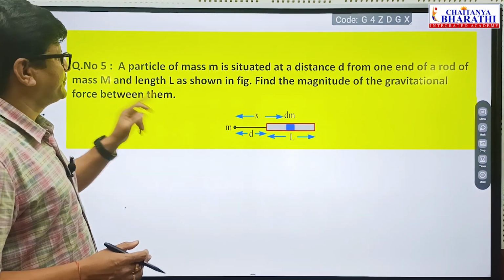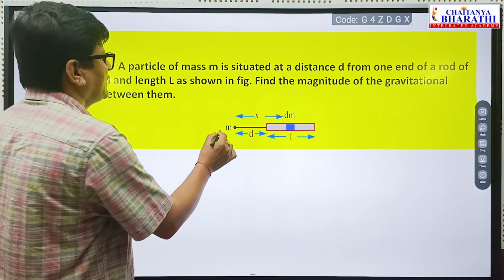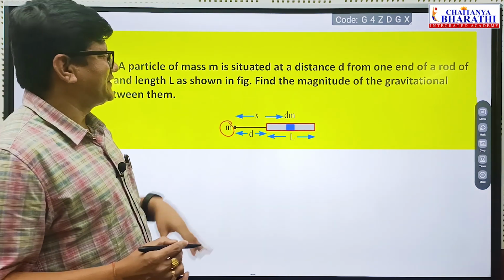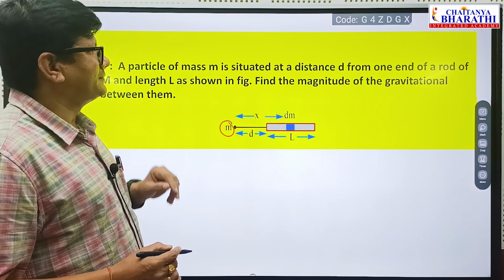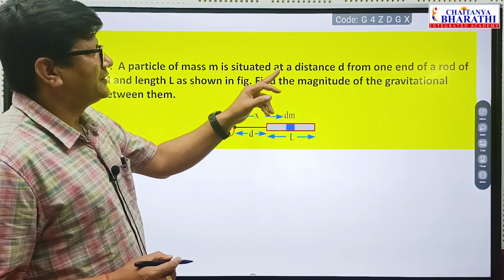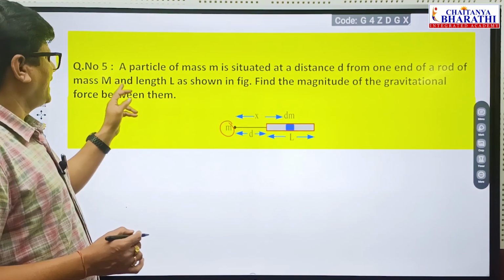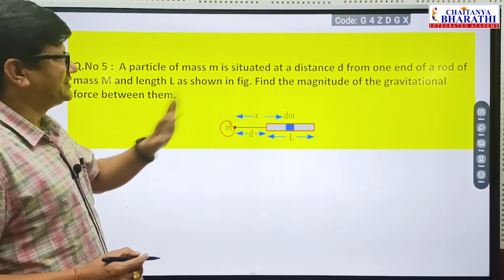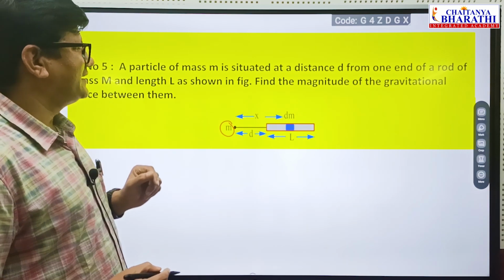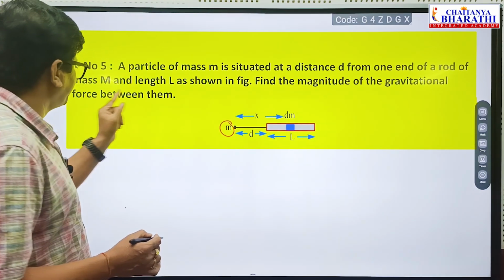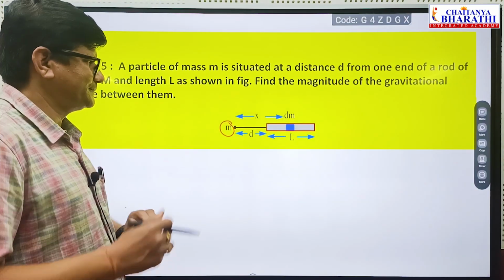A particle of mass m is situated at a distance d from one end of a rod of mass M and length L as shown in the figure. Find the magnitude of the gravitational force between them.